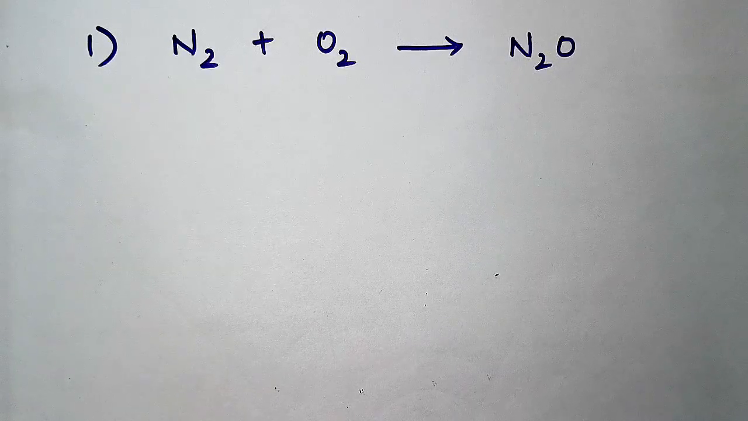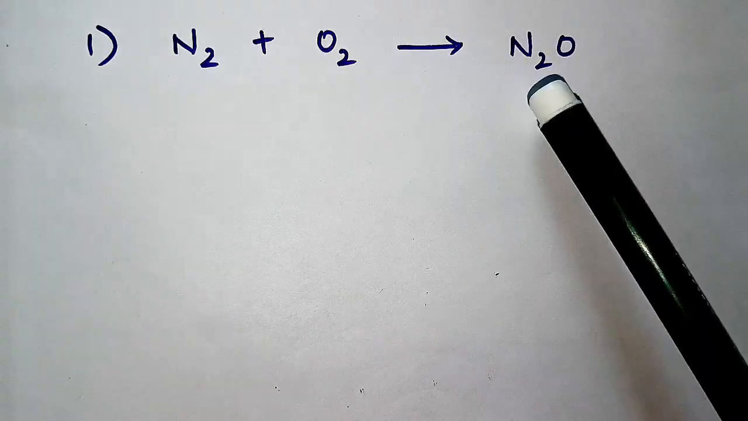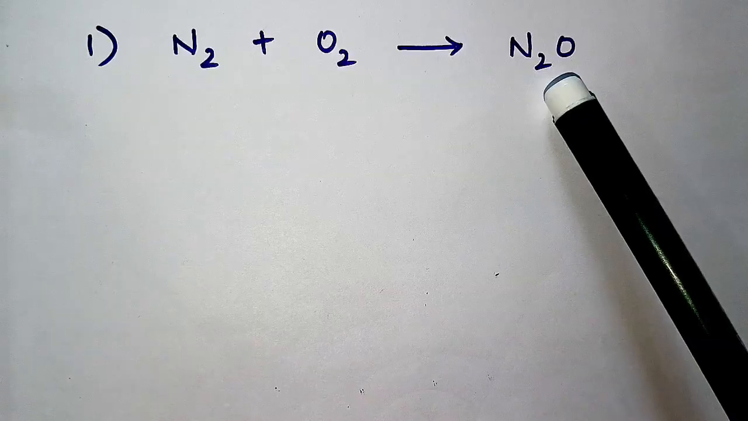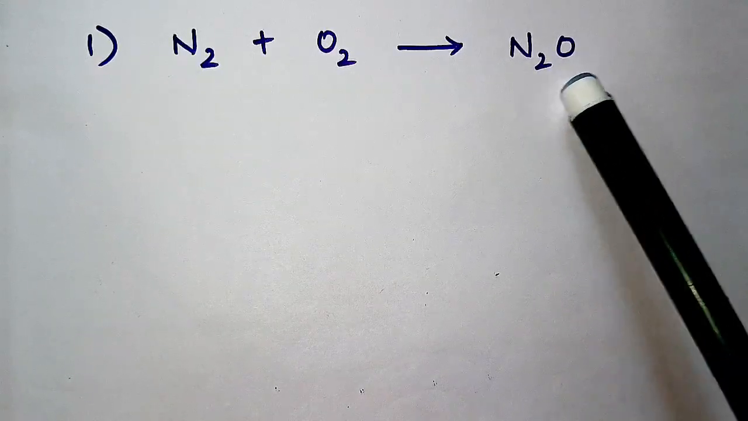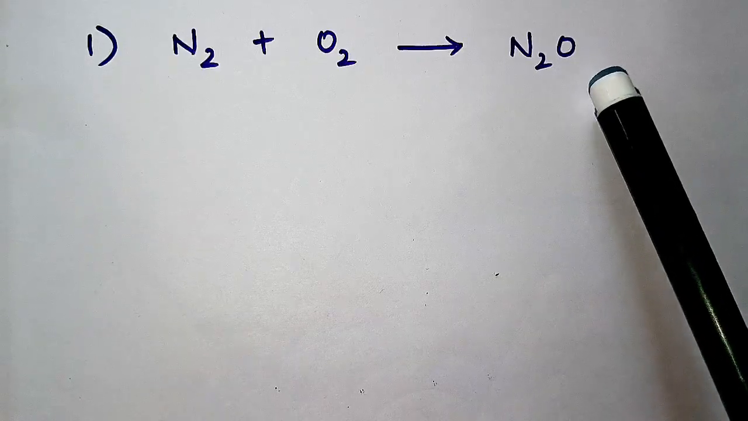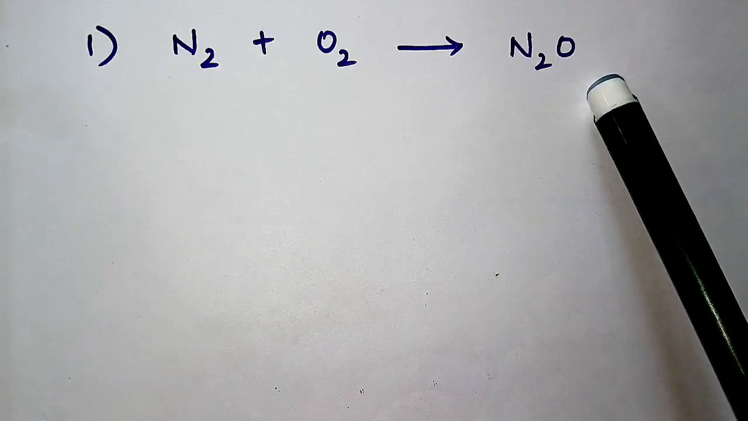This video covers how to balance a chemical reaction. First, let's see what a chemical reaction is, then why we should balance a chemical reaction. Okay, so a chemical equation is a symbolic representation of a chemical reaction using symbols and formulas.